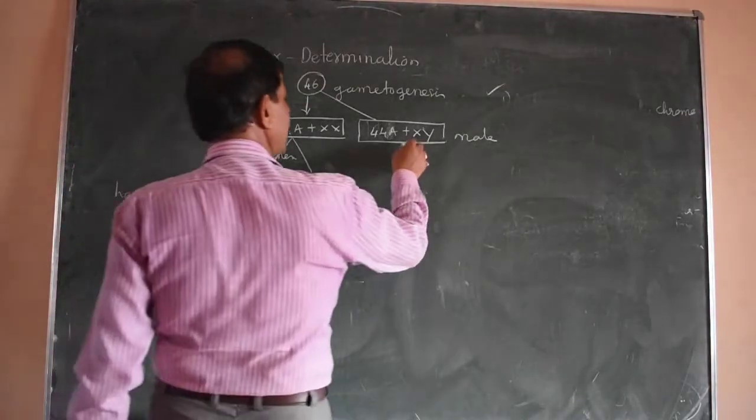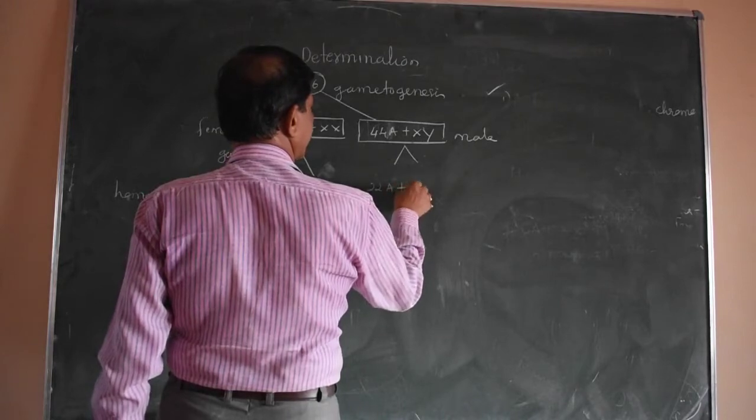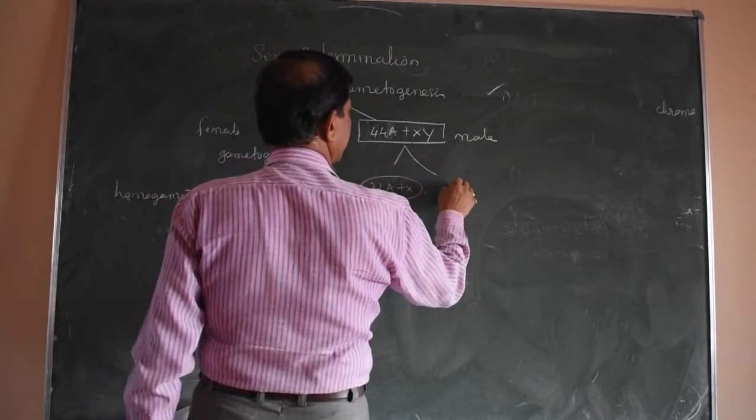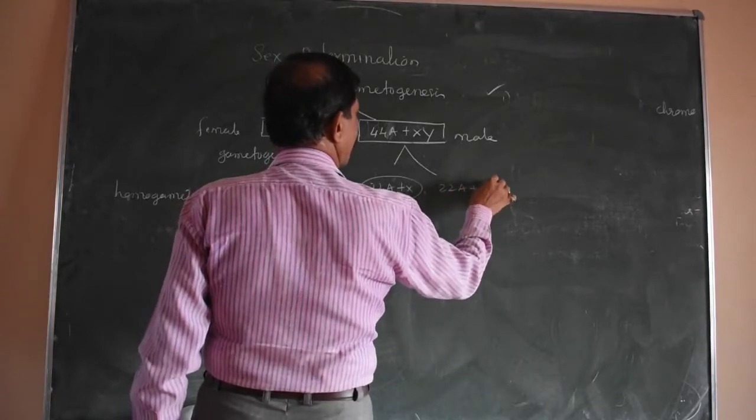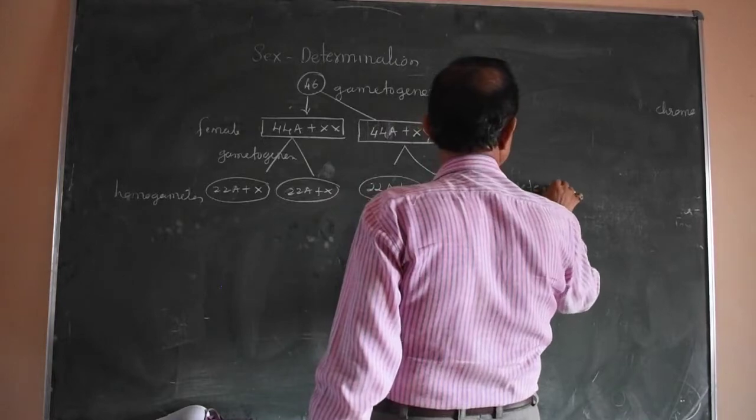But in male, during gametogenesis, 22A plus X is one type of sperm, and another one is 22A plus Y sperm. So it is heterogamety.